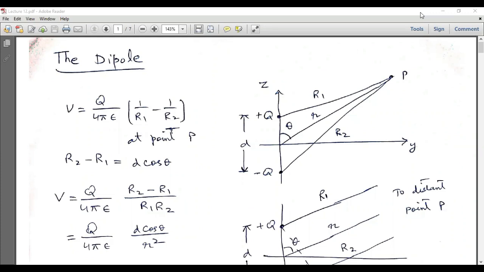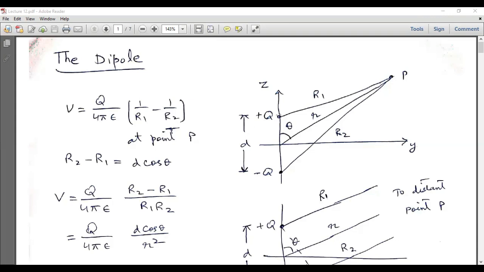This lecture will be based on the discussion of a dipole, and the expressions for potential and electric field due to a dipole will be derived in this lecture. A dipole can be defined as the combination of two equal and opposite charges separated by a distance d. This is called a dipole. So a dipole is basically two equal and opposite charges separated by a distance d.